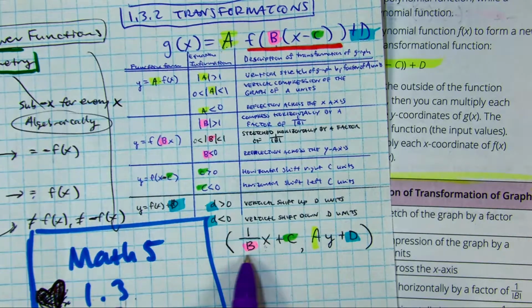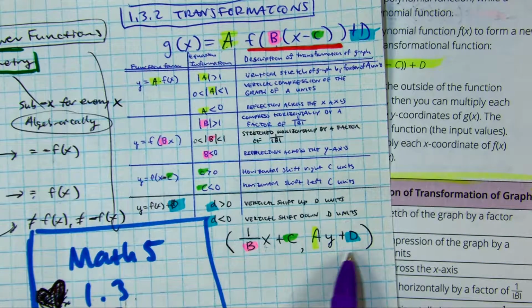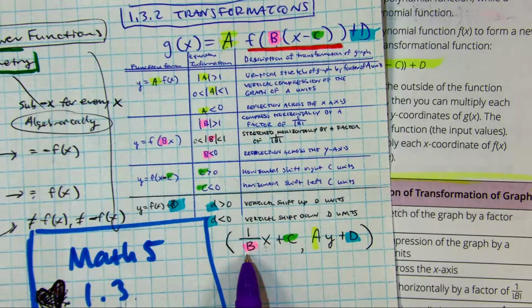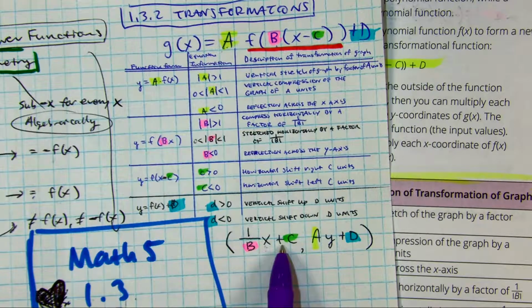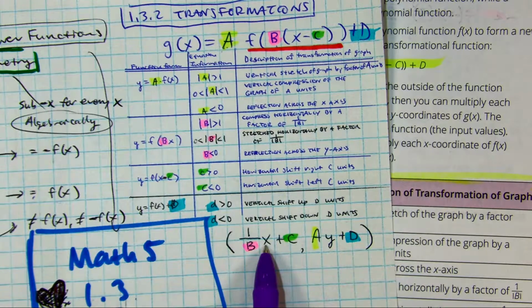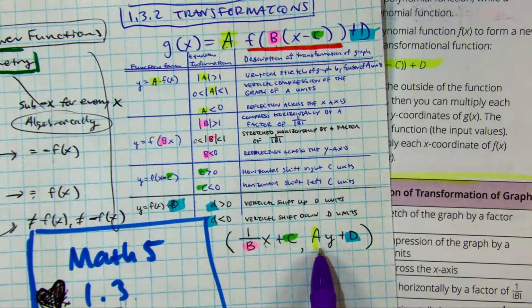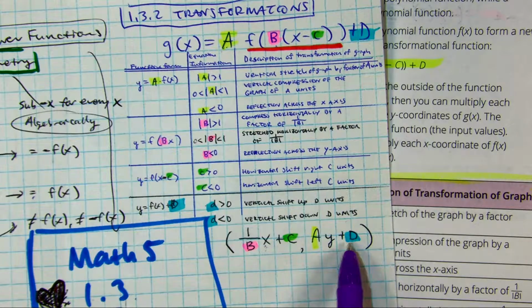Now make sure you have this on your formula sheet. This is the ordered pair. The b and the c will affect the x coordinate. So the horizontal compression or stretch and the horizontal shifts affect the x values. The y values are affected by the vertical stretch and compression, and also affecting the y value is the vertical shift up or down. And that should make sense because the y values go up and down, and then x values are left and right.